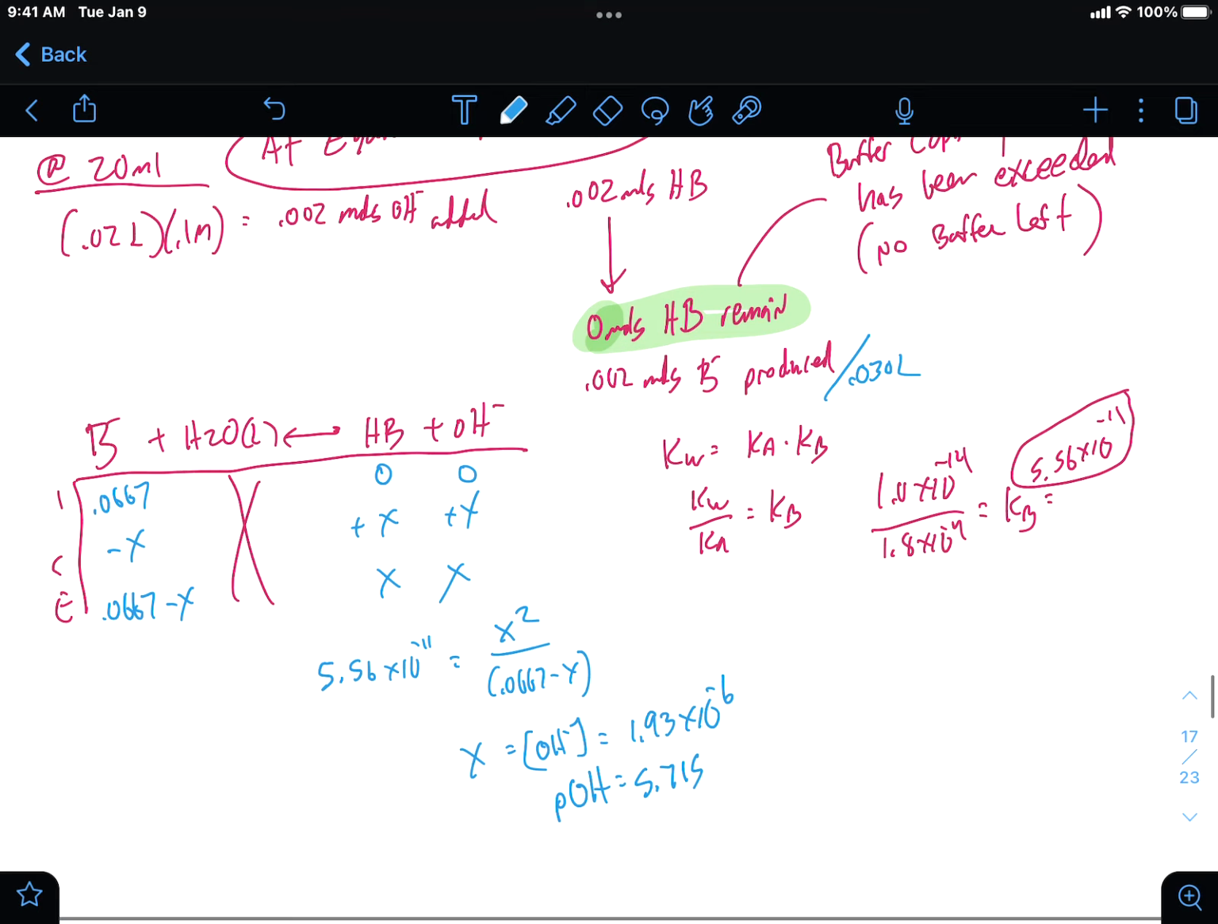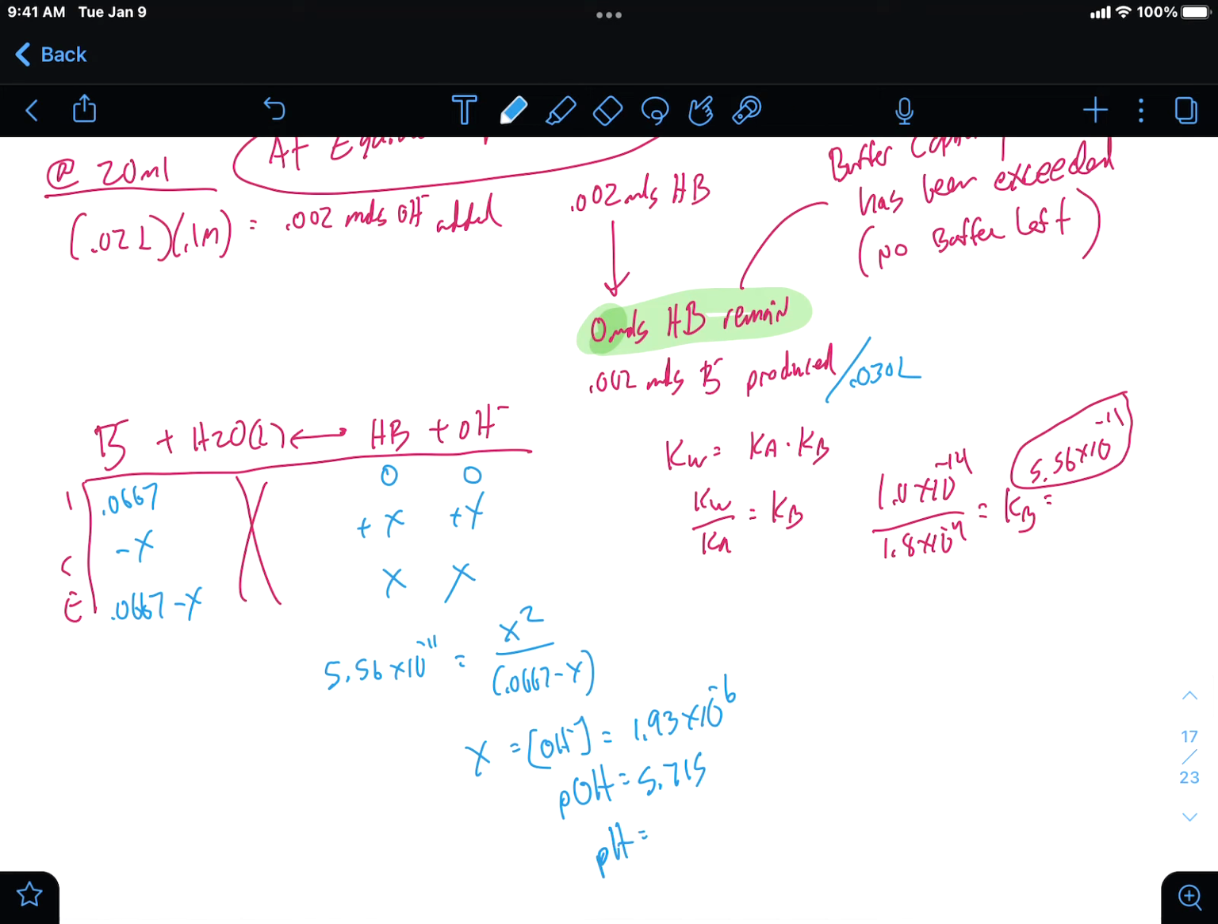So that means our pH will be 8.285, and that makes sense because once I neutralized my weak acid, I made a basic ion. So the equivalence point pH should not be neutral. It should be something higher than 7, and it is.